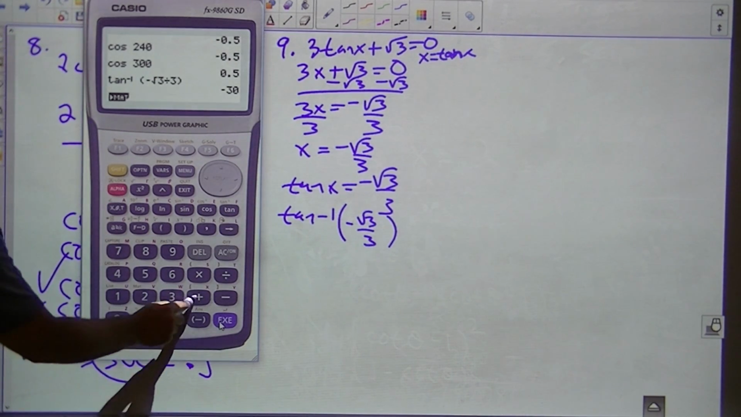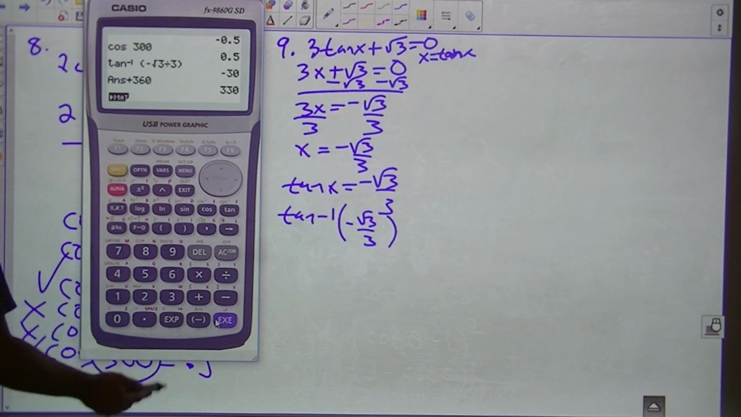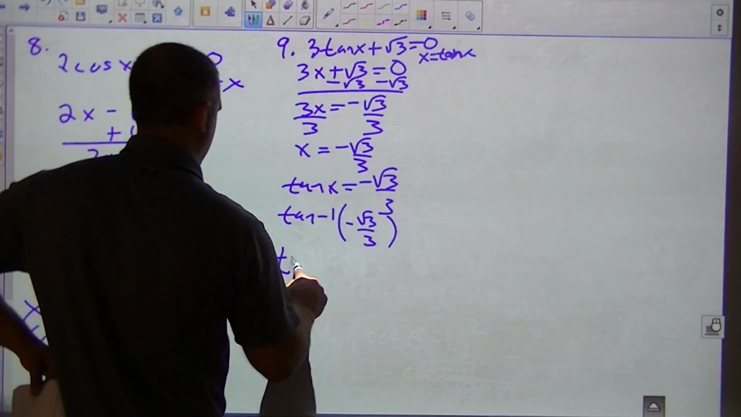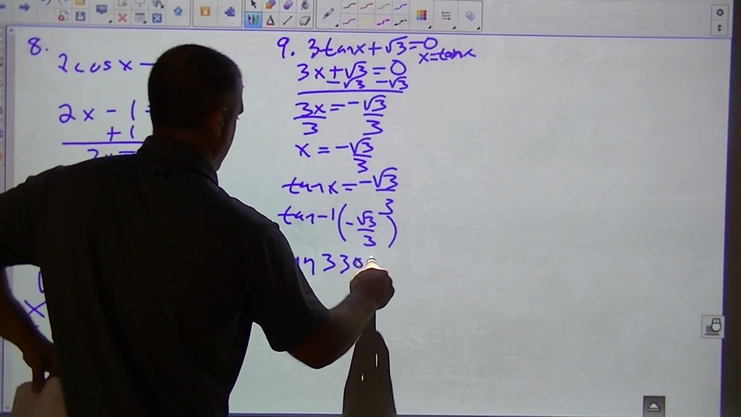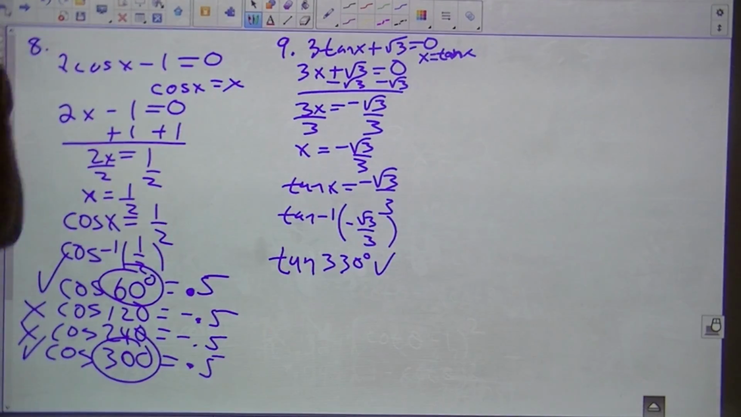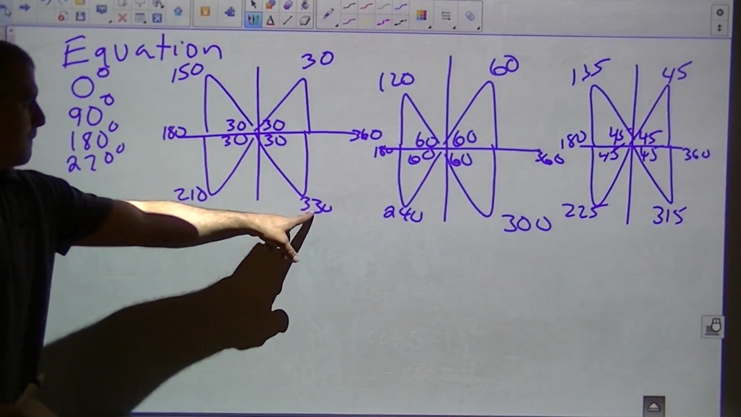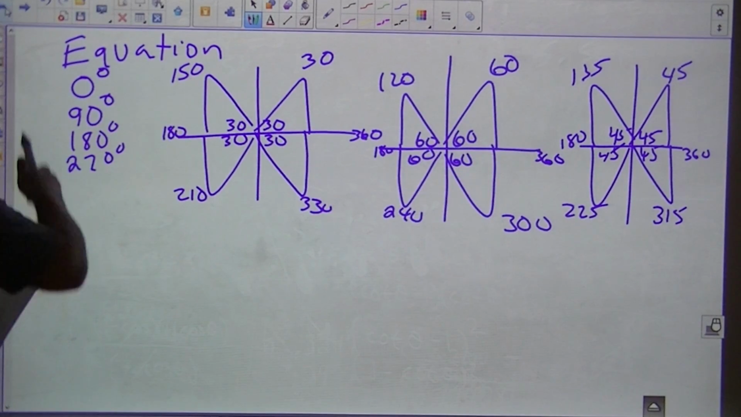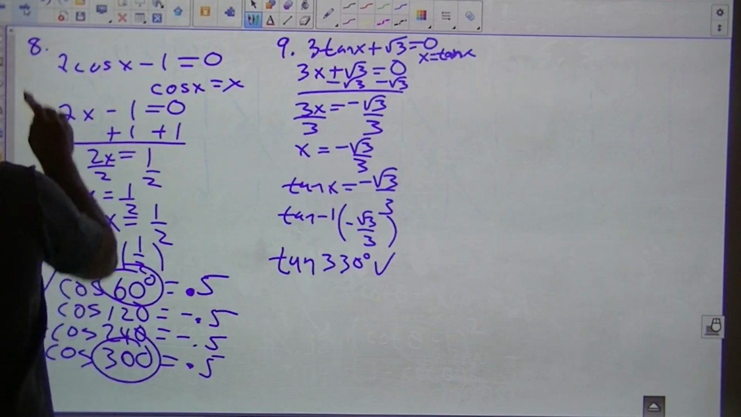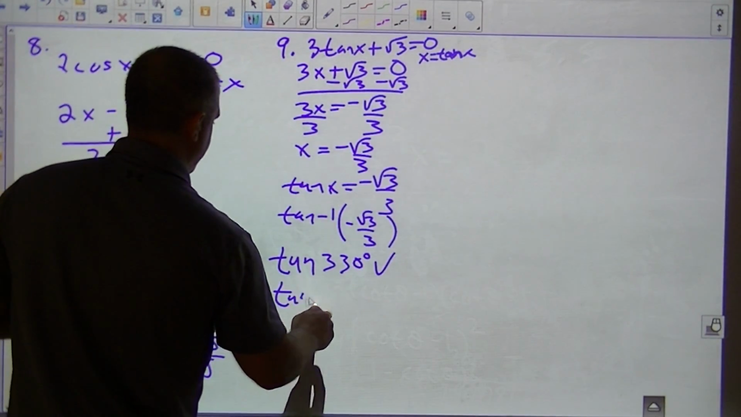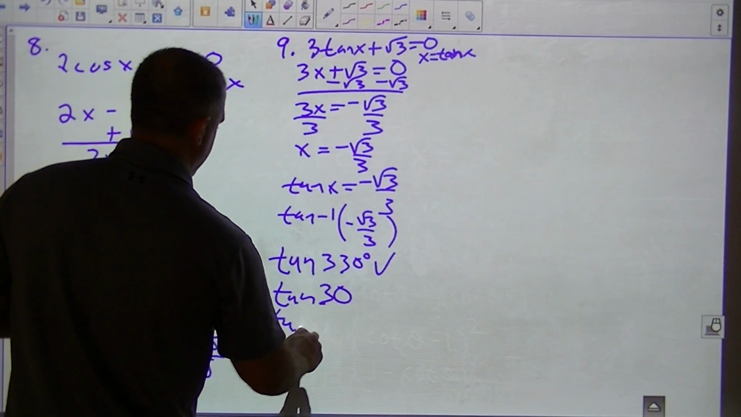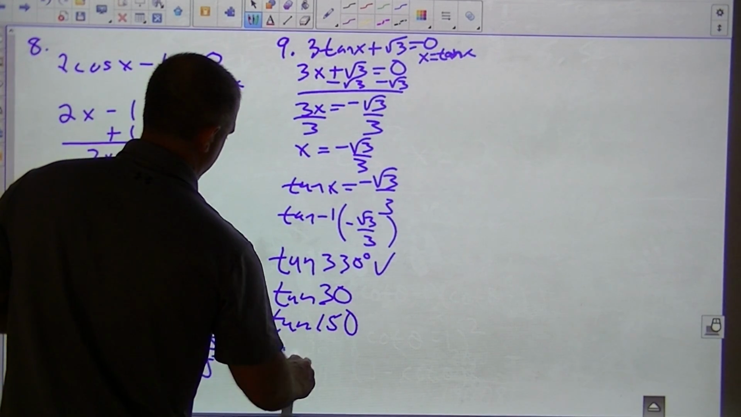Now I don't want negative 30. I'm going to add 360. So the first angle that worked was 330 degrees. Okay? Now, going back to look at this, which scenario is that? Boom, it's that one. Okay? So I'm going to do 30, 150, 210 are the other ones that I'm going to do. So tan of 30, tan of 150, tan of 210.